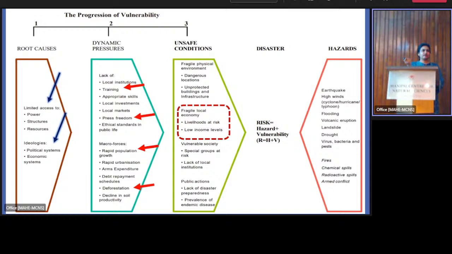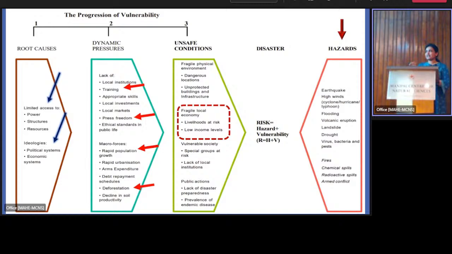Now, for example, take poverty. If a person is poor, he'll build houses in vulnerable places, and if the hazard meets that vulnerability, then the risk will be high. So that's why risk is equal to hazard plus vulnerability. So the assessment of this vulnerability needs to be done, and these assessments are being done.